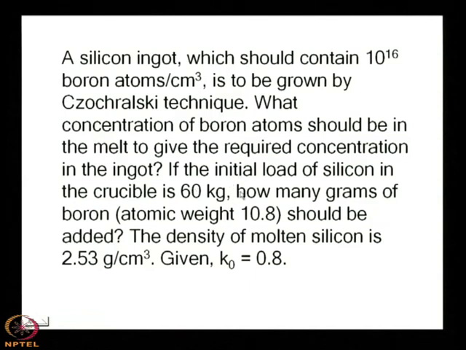And here the result I can give you, you please write down the result so that you can practice and compare. It is 5.31 milligram. That means for 60 kg of silicon, if you dope with boron to obtain 10 to the power 16 concentration, only 5.3 milligram of boron is required, a very, very small amount for 60 kg. So, what we see is that the doping concentration can be calculated once you know the segregation coefficient, using the same expression which we have deduced. Okay.